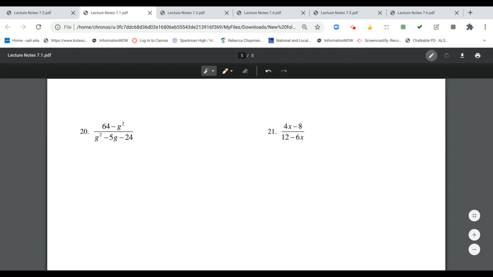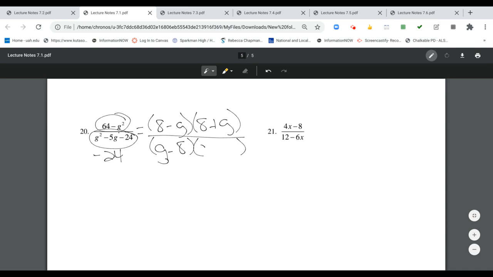Okay, in example number 20, we need to factor that difference of squares. So that would be 8 minus g and 8 plus g. Now those are conjugates of each other. They're not opposites. And then I'm going to factor my denominator. So I need factors of negative 24 that when I add those together gives me that negative 5 in the middle. So I'm going to end up with g minus 8 and g plus 3. Negative 8 times 3 is negative 24, the C value, and negative 8 plus 3 is the B value, negative 5.